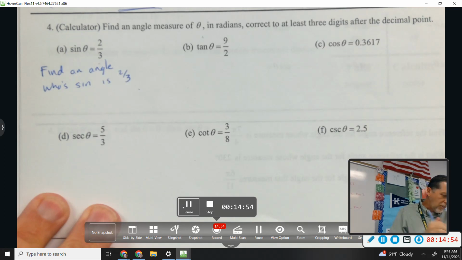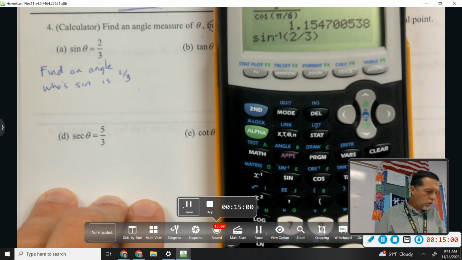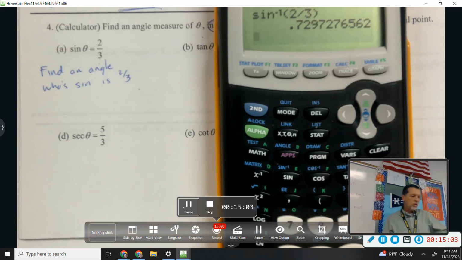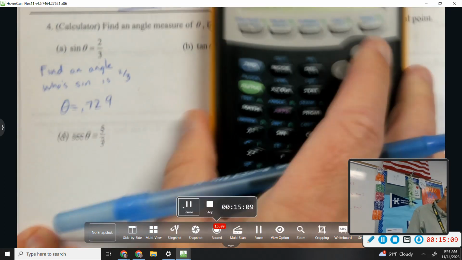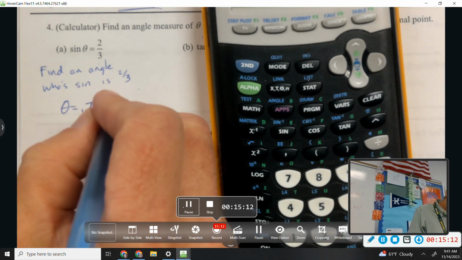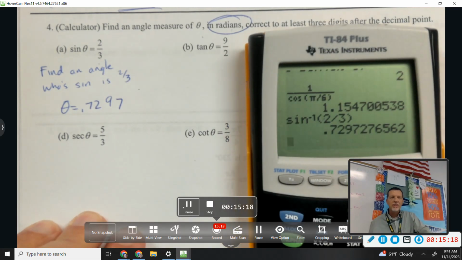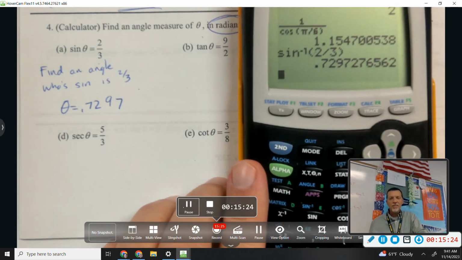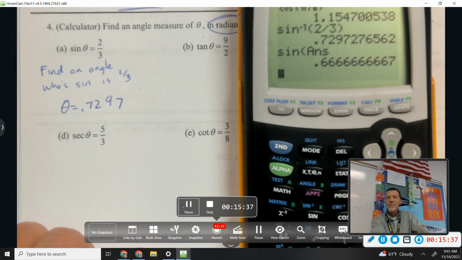Although what did it ask for? It asked for radians, so make sure we're in radians. Inverse sine of 2/3. Find an angle whose sine is 2/3. Now we're doing 3 decimals. 0.7297. I'll go 4 because I forgot to round the right way. If you got a calculator, it's super easy to check. It's almost dumb to check. If I do the sine of that answer, what should I get? What's the sine of 0.7297 going to be? 2/3. That looks like 2/3 to me.